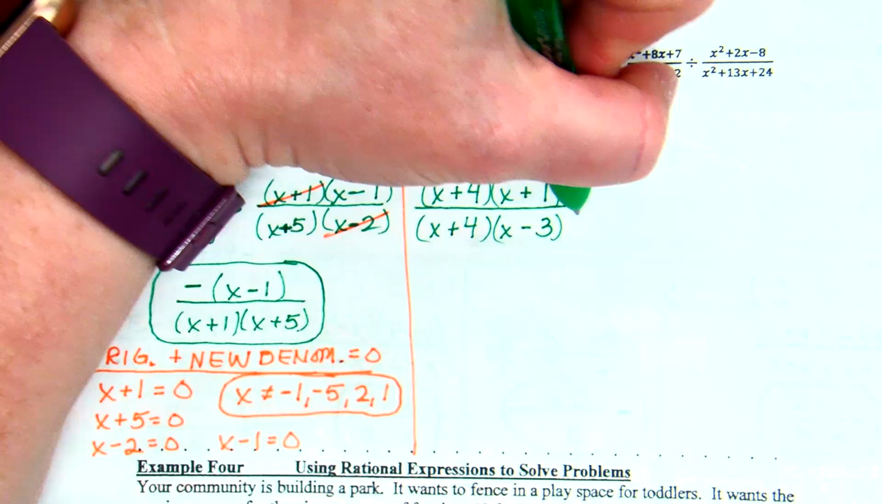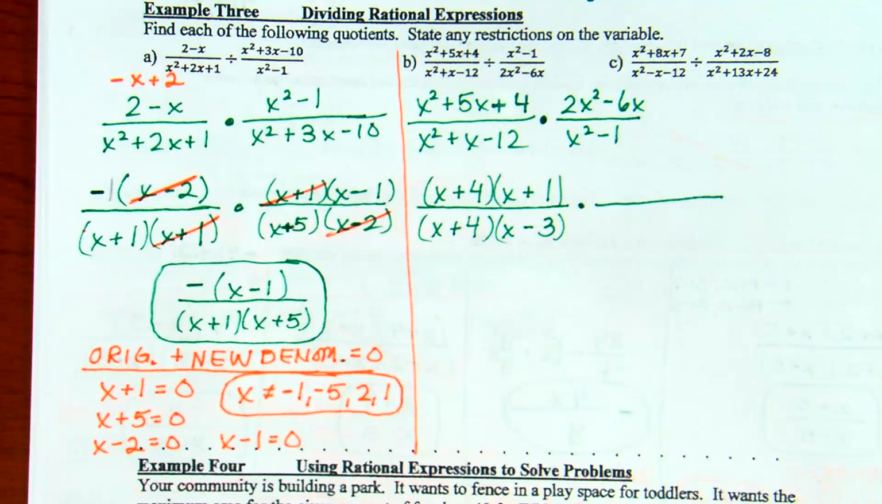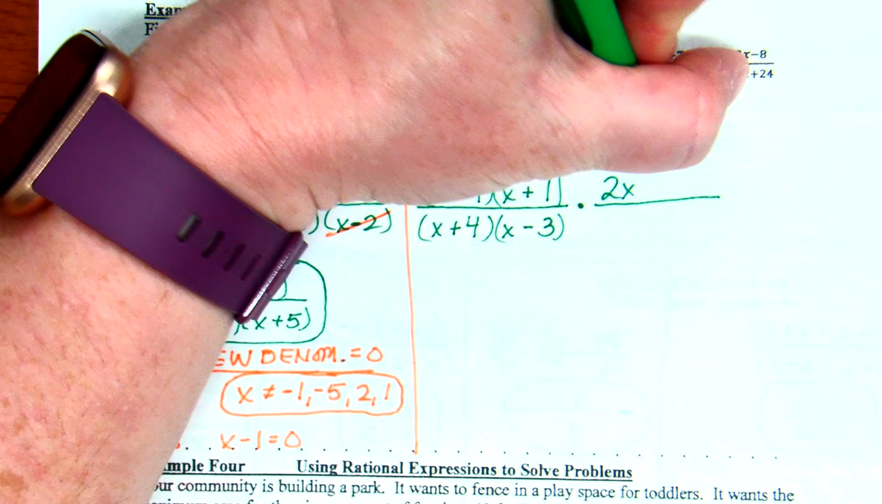Second fraction. 2x squared minus 6x. GCF. Okay, keep in mind, this is not a 2 parenthesis type thing. Because for it to be 2 parentheses, there has to be a constant. I've got an x squared and an x term. So we're thinking GCF here. Both terms have a 2, and both terms have an x. So we're going to factor out a GCF of 2x.